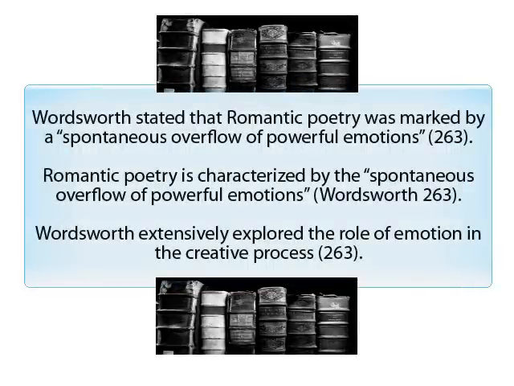Let's look at these three examples. In the first example, it says William Wordsworth stated that romantic poetry was marked by, quote, "a spontaneous overflow of powerful emotions," page 263. Because Wordsworth's name was mentioned in the text, you only then have to list the page number in the parenthetical citation. That's example 1. Example 2 says, romantic poetry is characterized by the, quote, "spontaneous overflow of powerful emotions," Wordsworth 263.